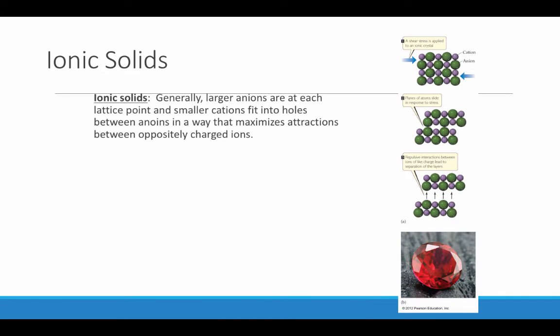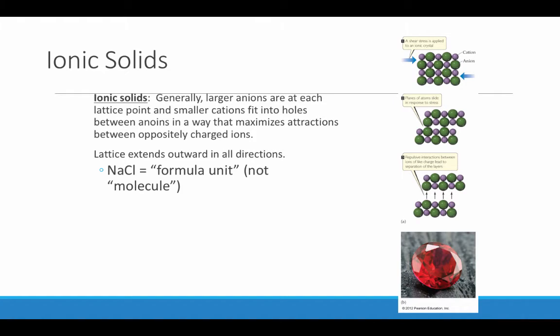Moving now to ionic solids. There are many different arrangements for ionic solids, but generally speaking, the larger anions are at each lattice point and smaller cations fit into the holes between the anions in a way that maximizes attractions between oppositely charged ions.